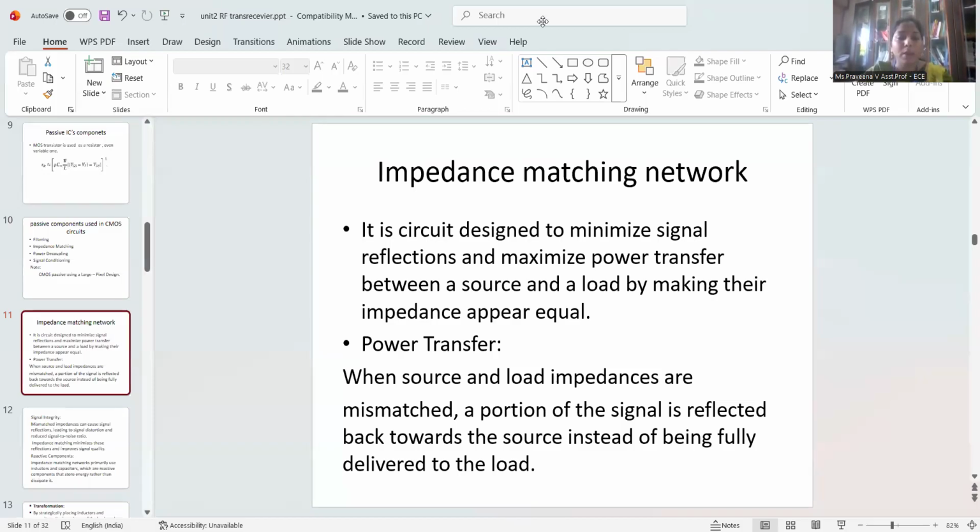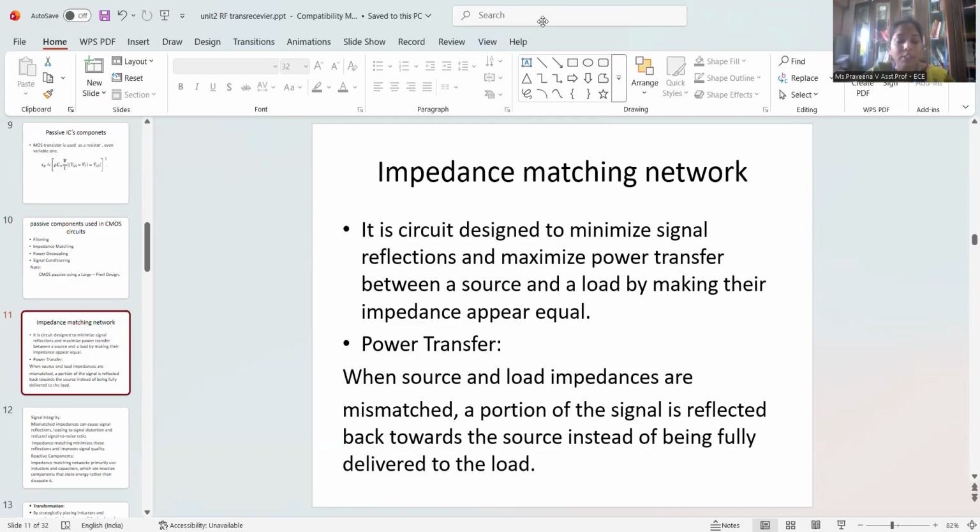Next we are going to see about impedance matching network. An impedance matching network is a circuit designed to minimize the signal reflection and maximize the power transfer between the source and load. That is, in order to equalize the impedance.